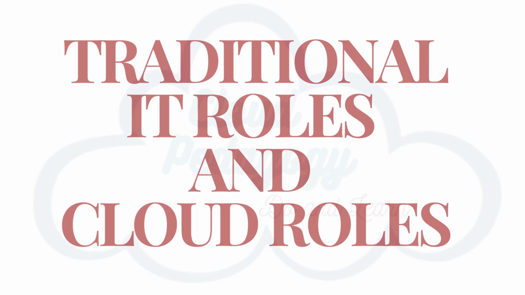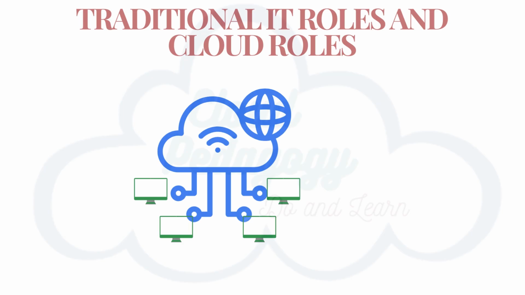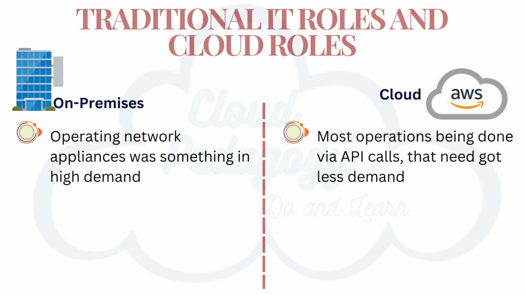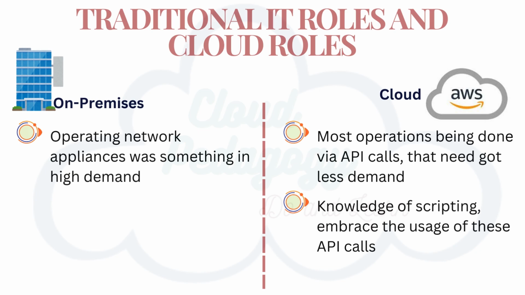Cool, now that you know how to map roles from on-premises to cloud, let me give more details about roles in the industry. Cloud computing changed the world, and with every change there are new thoughts and new mindsets. To give you an example, before the cloud, knowledge of operating network appliances was in high demand because companies were using data centers more often and networking appliances were the core components to connect everything together. With cloud becoming the new normal, and most operations being done via API calls, that skill got less demand. But there is still a lot of foundational knowledge that can and should be learned to be a better cloud professional.